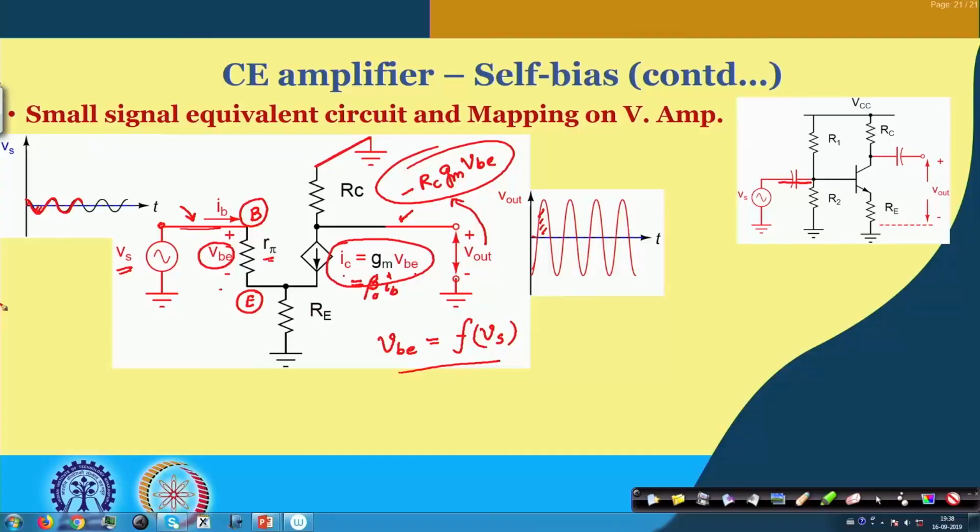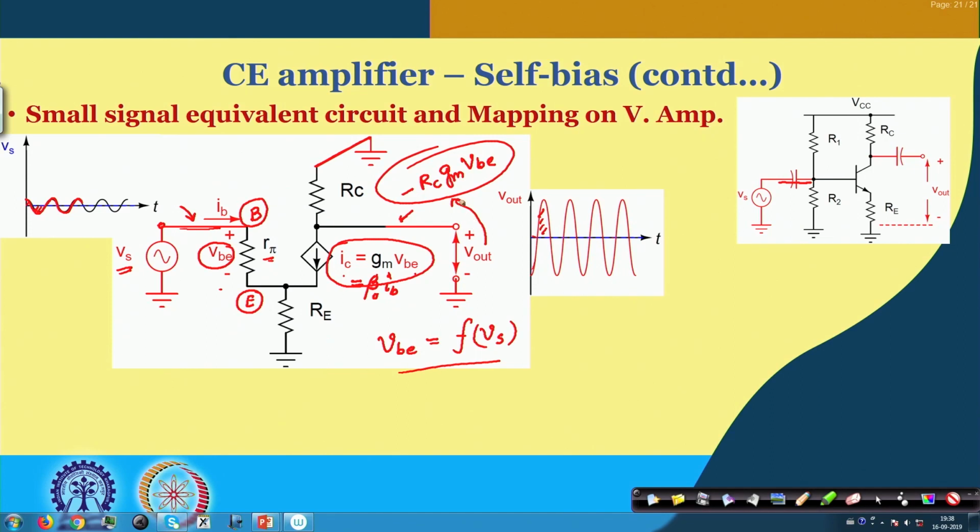So, welcome back after the short break. Where we are discussing, we are talking about the small signal equivalent circuit, and then we are trying to find the corresponding gain of the circuit.